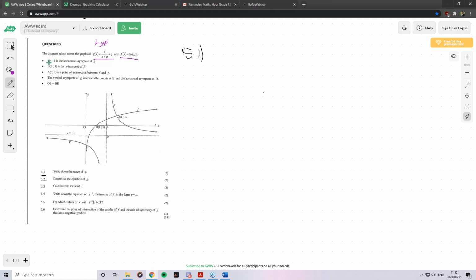Now they say y equals minus 1 is the horizontal asymptote of g. So what this means is that q will be equal to minus 1. We can already know that the asymptote of the graph of g will become q for a hyperbola, because the hyperbola is 2 over (x minus the vertical asymptote) plus the horizontal asymptote. So I can already say that q is minus 1.